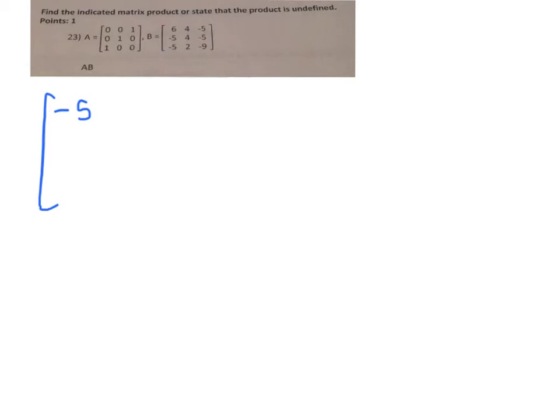And then our next one that we do, if we do 0, 0, 1, and we do this one, well, that's a 0, that's a 0, then we put 2. And then if we do it with this one, that's a 0, that's a 0, we get -9.